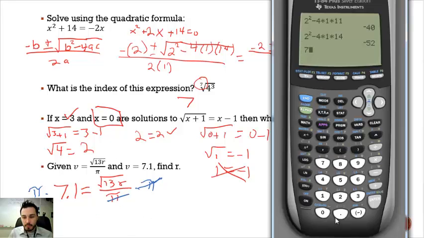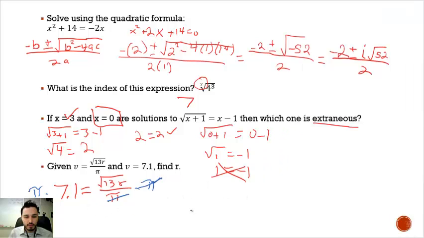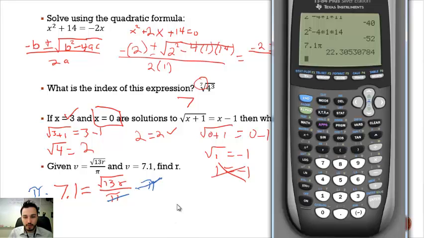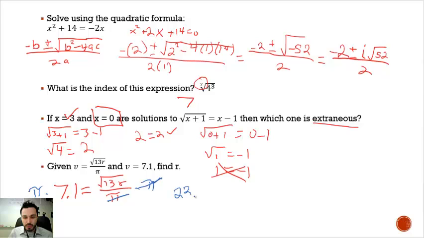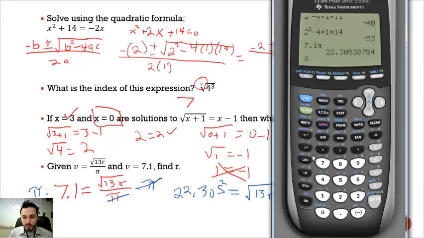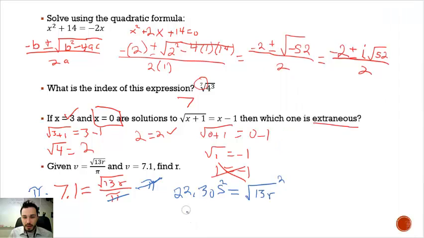Okay, cancel pi, and then let's pull that calculator back up. 7.1 times pi is 22.305. I'll just write around this for now. 22.305 is equal to the square root of 13r. Well, now to cancel the square root, I square both sides. So coming back to this number, I'm just going to square that. And I get 497.5.